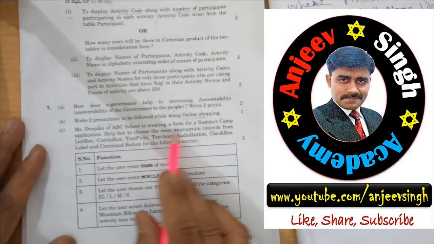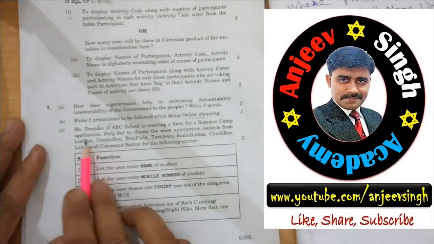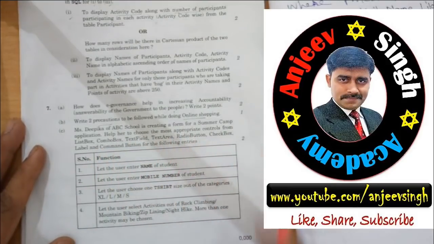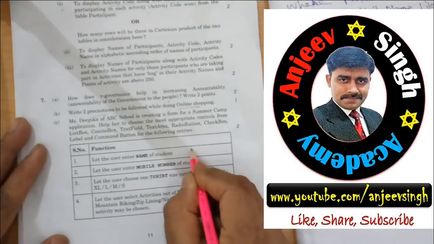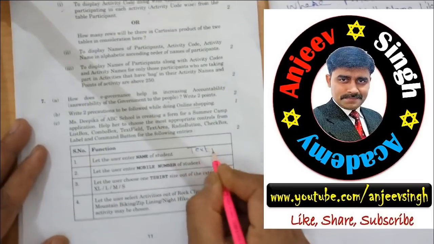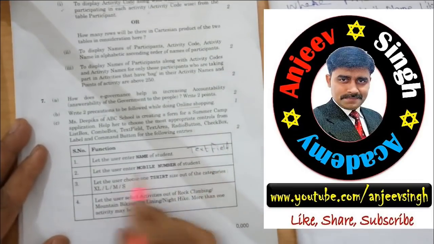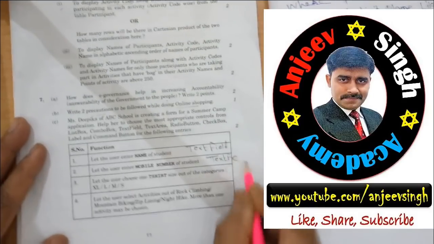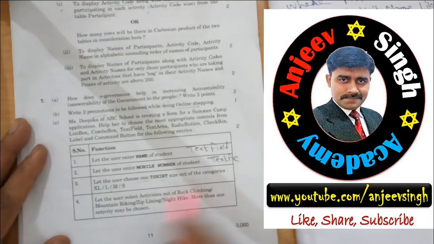Mrs. Deepika of ABC school is creating a form for a summer camp application. Here you have to choose the most appropriate controls from list box, combo box, text box. So what do you suggest? Here it is a text field. This is a text field. Second, this is also a text field. Now here the user chooses the t-shirt size of the category.